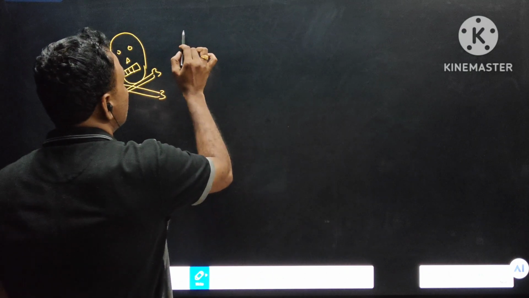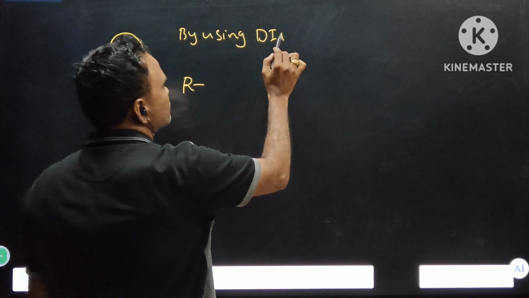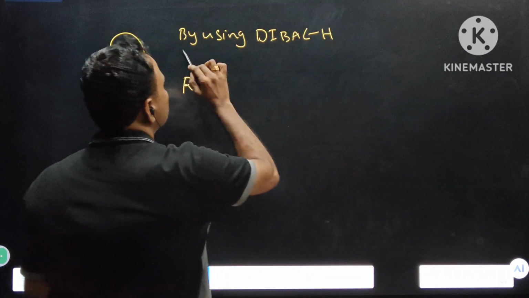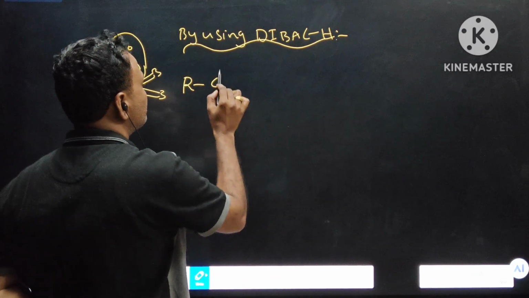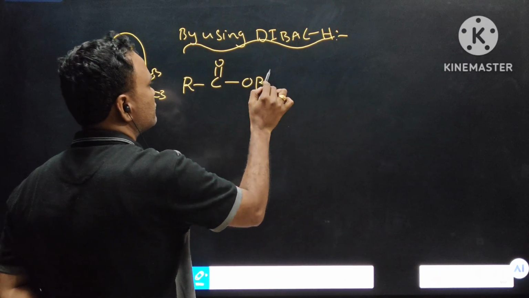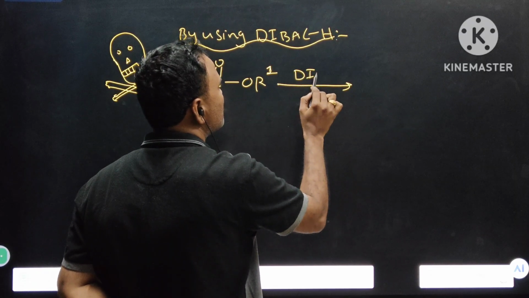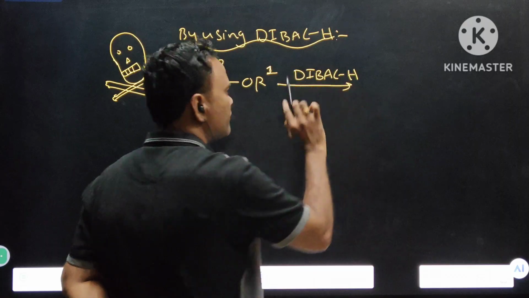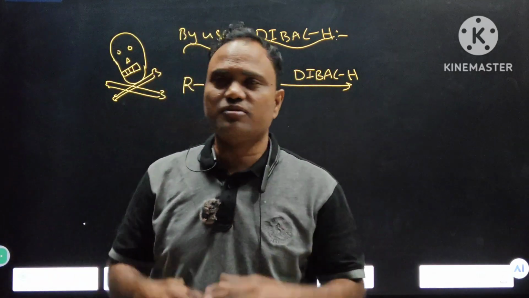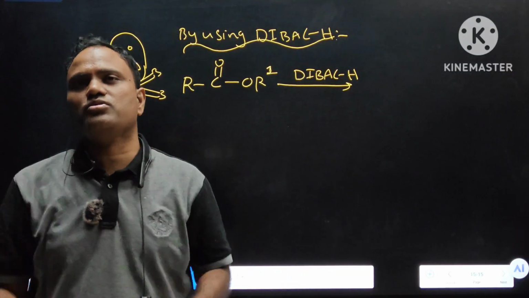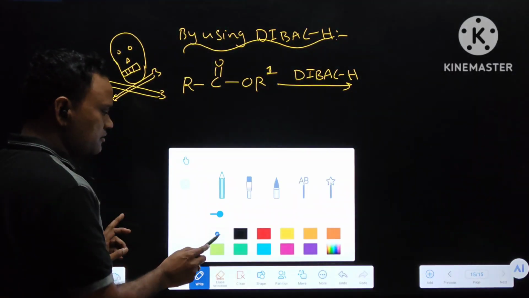Esters are reduced by using DIBAL-H. On the arrow mark, you will mostly get this abbreviation, DIBAL-H. Directly you get it like this only. Writing the product is most easy. This is most important now, and writing the product is very, very easy, very simple. See how to write the product.